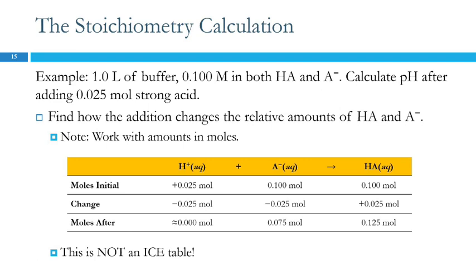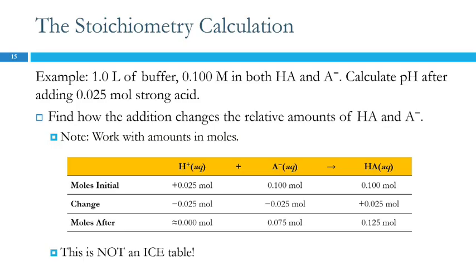So here's an example. 1 liter of a buffer, it's 0.1 molar in HA, also 0.1 molar in A minus. And it says calculate the pH after adding 0.025 moles of strong acid. So we had a buffer, and now we put something in it.